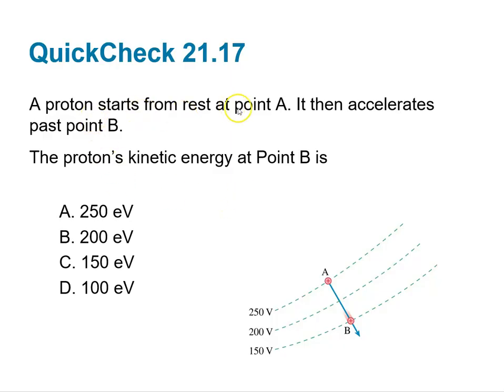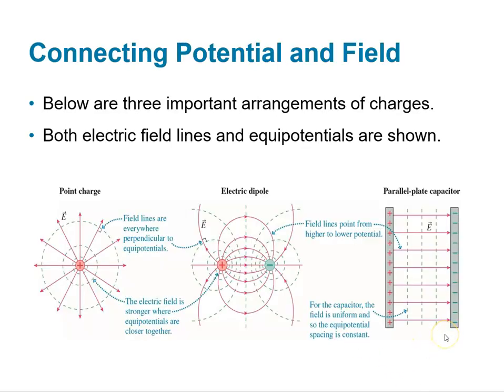It says a proton starts from rest at point A. It then accelerates past point B. The proton's kinetic energy at point B is, well, the change in potential is 100 volts, and so its kinetic energy will be 100 electron volts, because kinetic energy is equal to the change in potential energy, and that is its change in potential energy.